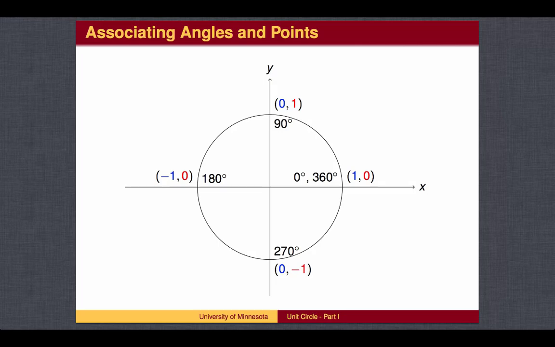We are now ready to define the cosine function and the sine function. The cosine function is merely the x-coordinate of the ordered pair of our previous function, and the sine is the y-coordinate of our previous function. For example, for the angle 180 degrees, the point on the unit circle is negative 1, 0. Therefore, the cosine of 180 degrees is negative 1, since the x-coordinate of the point is negative 1, and the sine of 180 degrees is 0, since the y-coordinate of the point is 0.